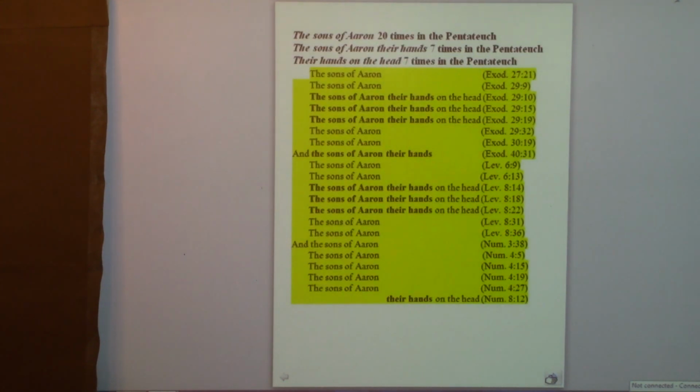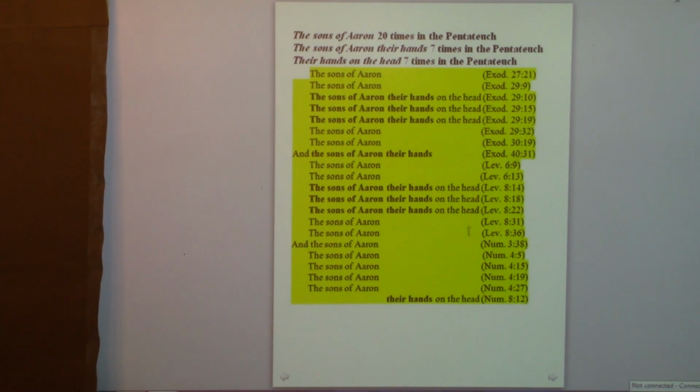The sons of Aaron, 20 times in the Pentateuch, the sons of Aaron, their hands, the sons of Aaron, their hands, 7 times, the sons, their hands on the head, 7 times. I've got 7s inside of this 20, 2 times. This is a particularly interesting phrase because the sons of Aaron, their hands appears 7 times, but on the head of here, that also appears 7 times.